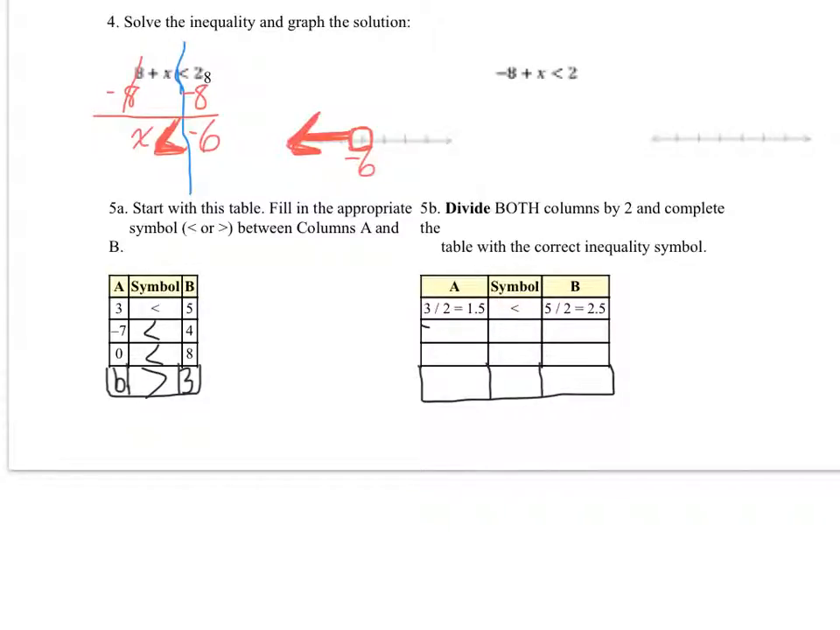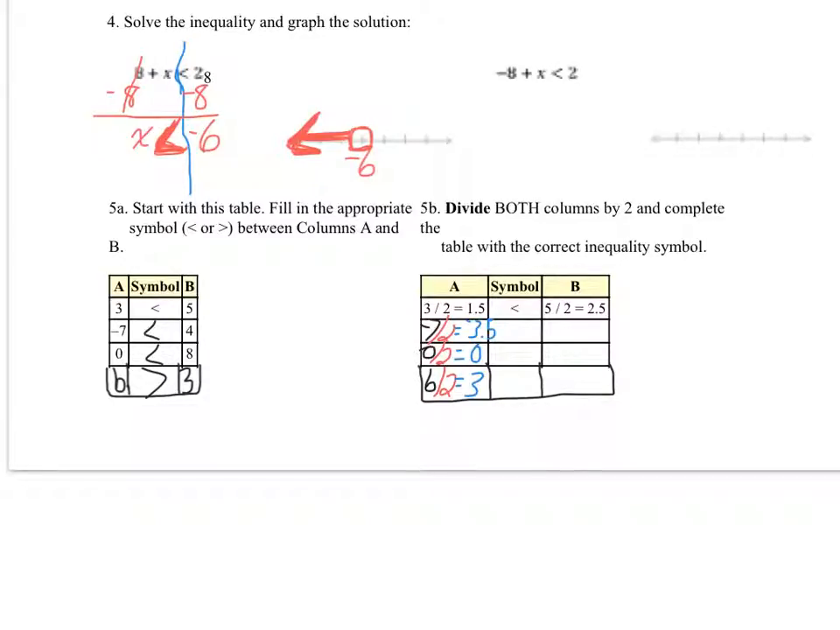So I have -7 divided by 2 is equal to -3.5. Oh, sorry about my awful handwriting here. And then I have 0 divided by 2. Well, that's still 0. And then we have 6 divided by 2 is 3.